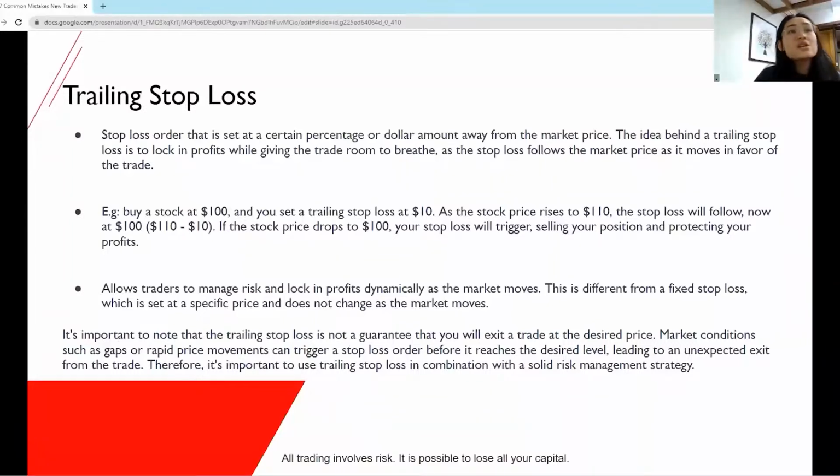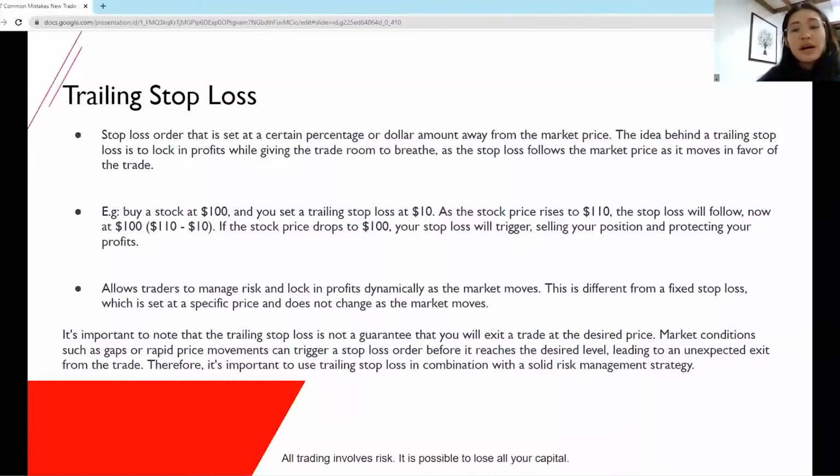Okay, so we have trailing stop loss, which is the last part of our risk management. A trailing stop loss is a type of stop loss order that is set at a certain percentage or dollar amount away from the market price. The idea behind it is to lock in profits while giving the trade room to breathe, as the stop loss follows the market price as it moves in favor of the trade. So here's how it works.